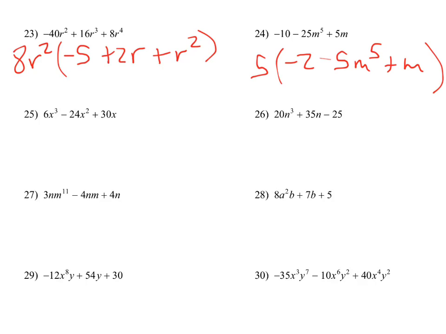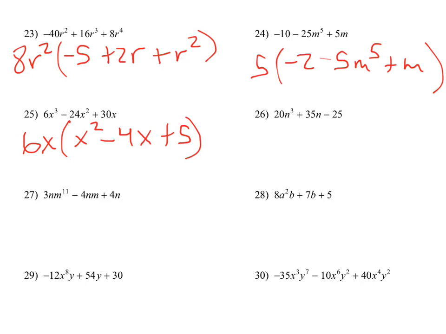And there you go. Next one, the biggest number that goes in all those is 6, and the least amount of x's available is just 1, so I'm going to pull out the x there. Take all of these, divide by 6x. You'll get x squared, and then subtract 4x, and then plus 5.